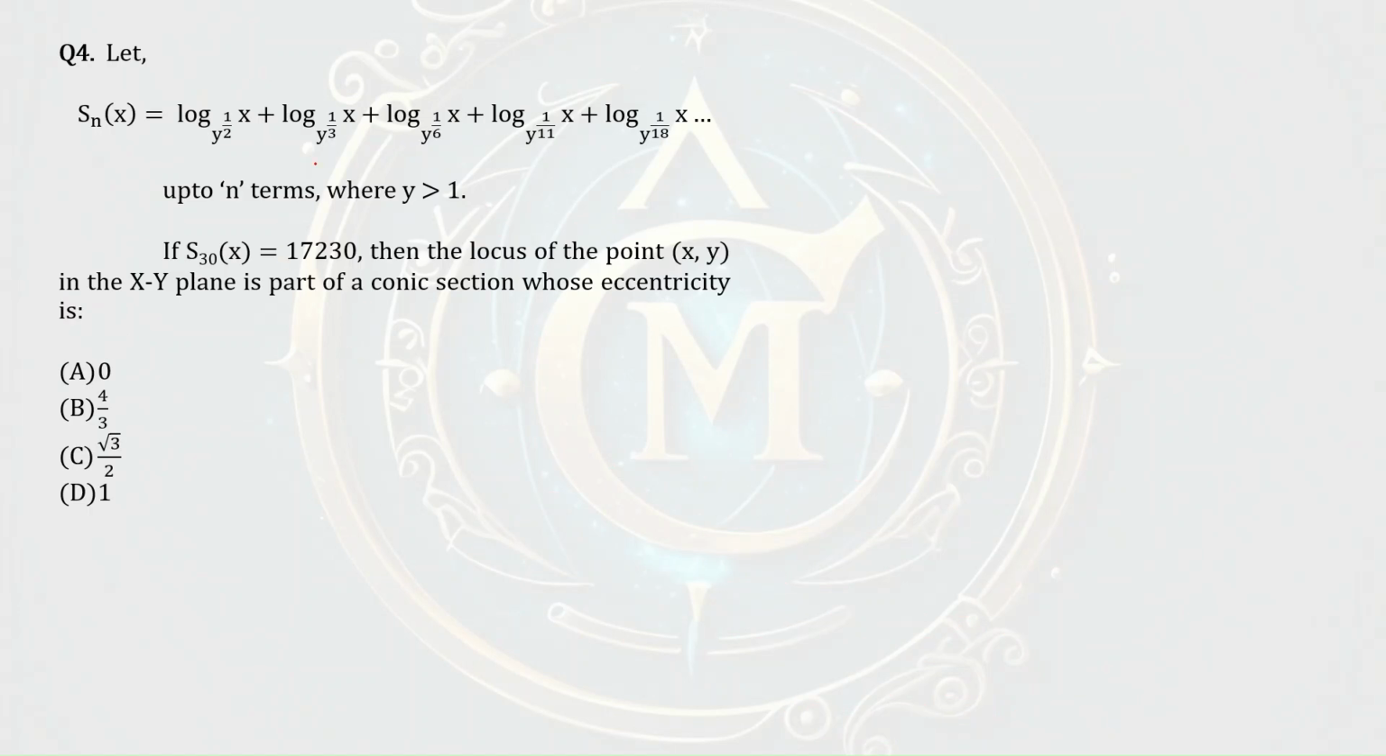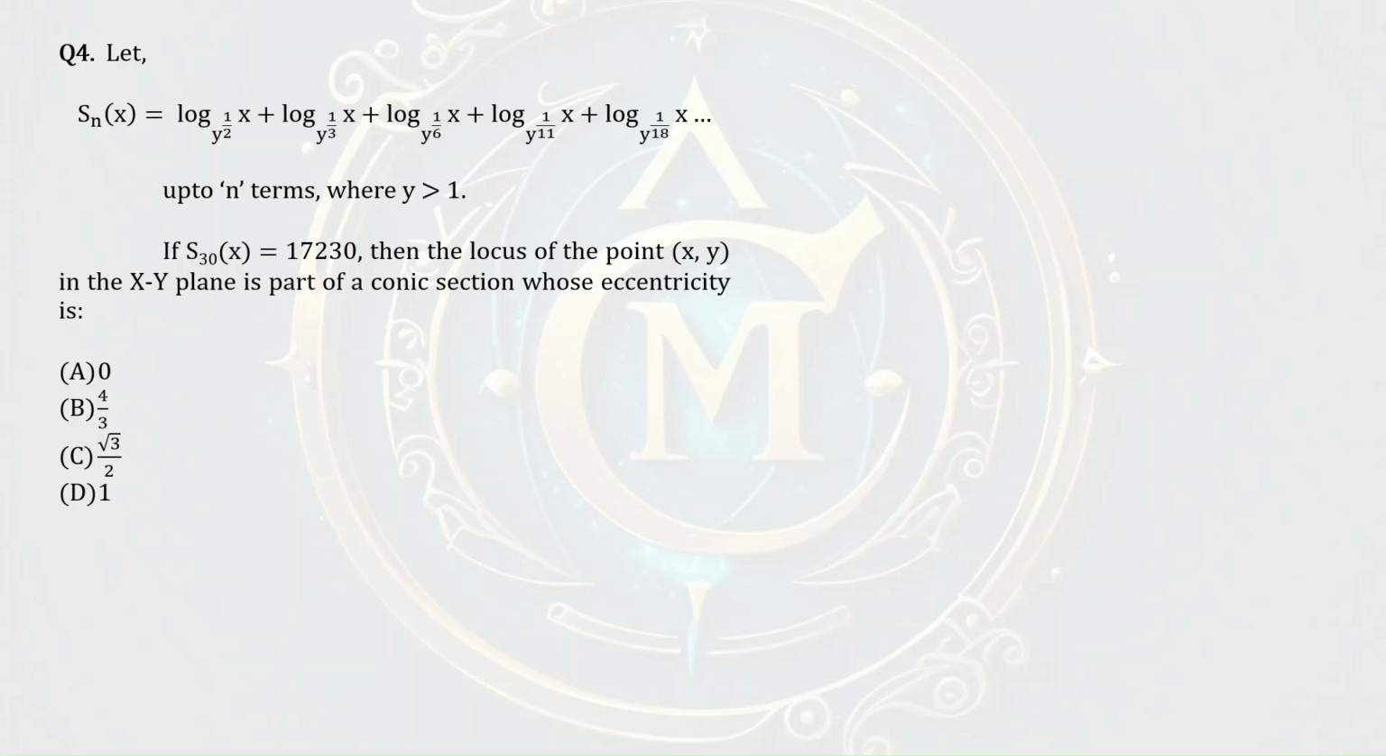The next question says that let S_n(x) be the sum of a series containing some logarithmic terms up to n terms, and S_30(x) is this, then the locus of the point (x, y) is asked. So the question says that it will be a conic section whose eccentricity is to be determined.